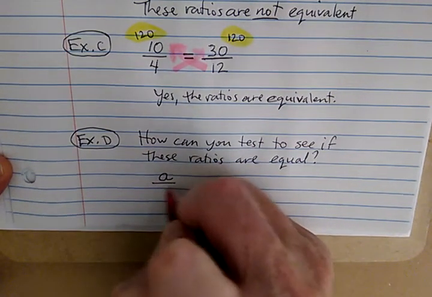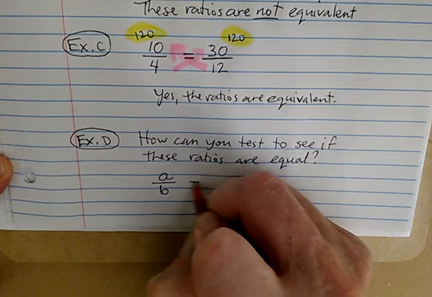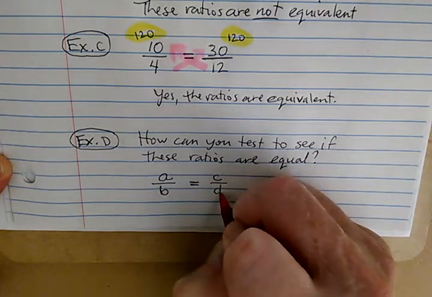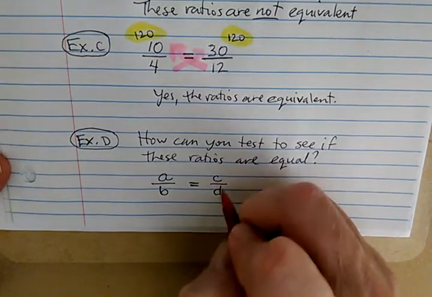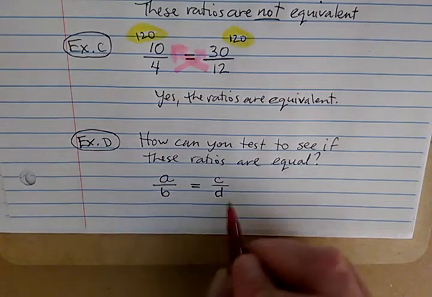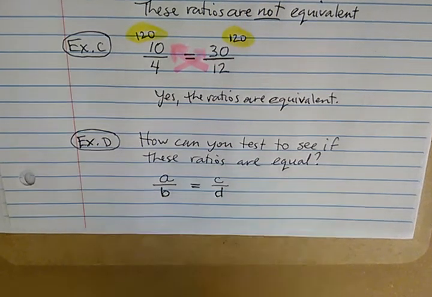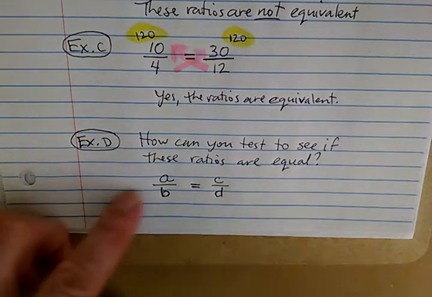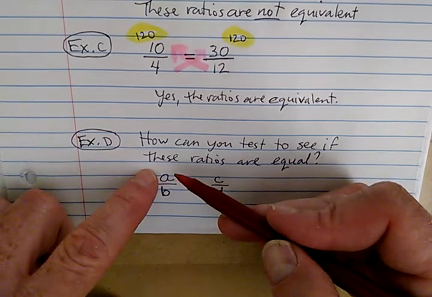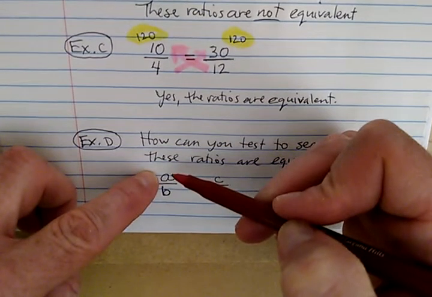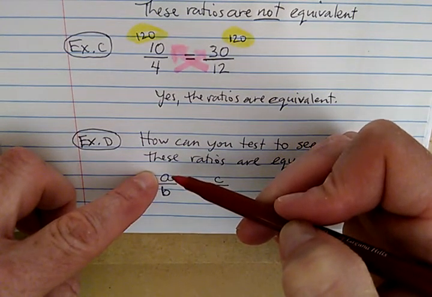They put A over B equals C over D, or some form of that. I think that's how they usually organize it, A over B equals C over D. But the main point you have to understand is that they're putting letters in there to represent numbers. So the A is in the position where the 10 was on example C, right? So instead of putting 10, they're just putting an A in there, which means it could be any number. That's why they use a letter. They're just saying this could be any number.